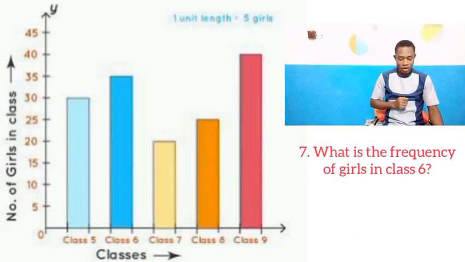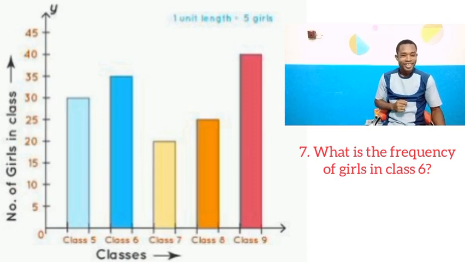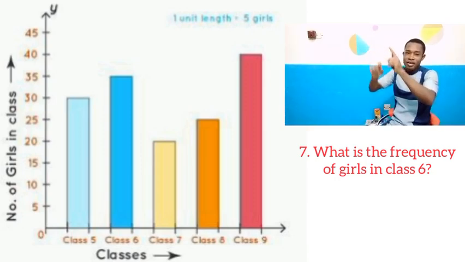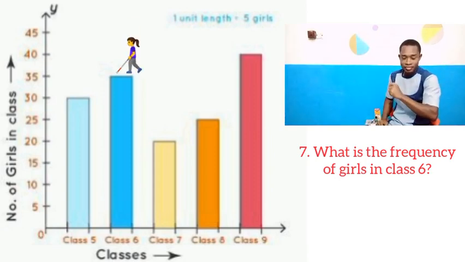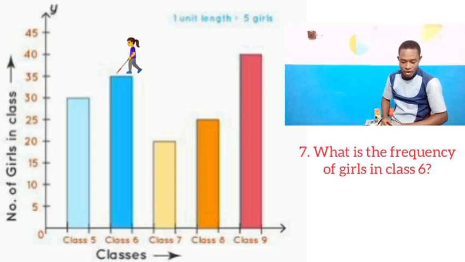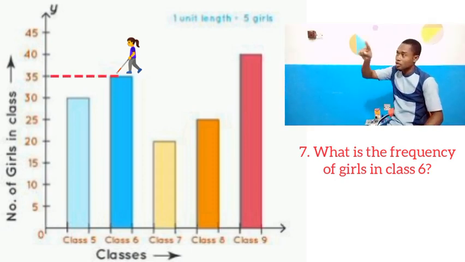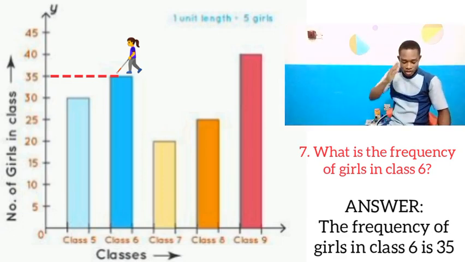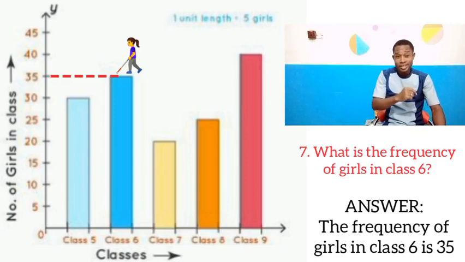What is the frequency of gears in class 6? Good. Let's go to our bar chart. Then check the rectangular bar for class 6. Now, if you check the rectangular bar for class 6, you will notice that there are 35 gears there. From the top, you trace it. So it gave us 35. So there are 35 gears in class 6. And that is the frequency, the number of gears in class 6.